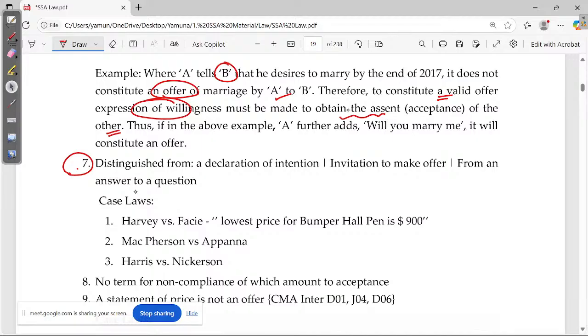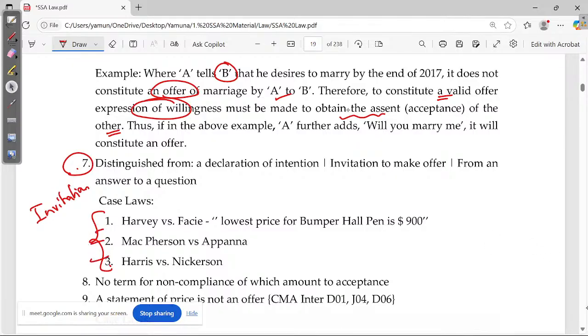It should be very clear whether this is an offer or an invitation to an offer. We should be very clear, this is an offer or an invitation to an offer. I request you to refer to all these three cases. This is directly relating to the point, invitation to an offer. So you refer to these cases. I'll discuss a bit later.